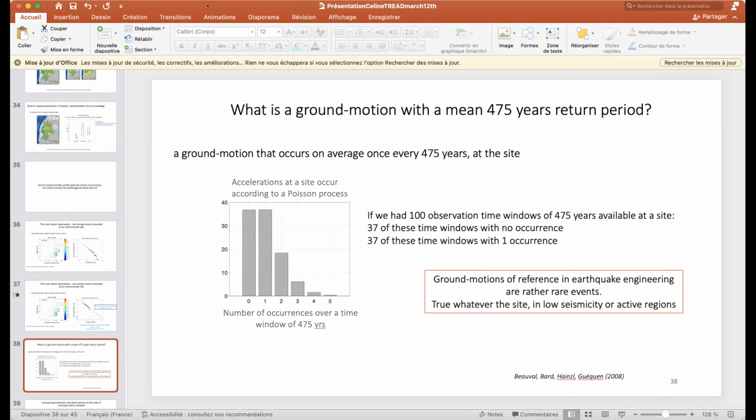So if at a site we had 100 observation time windows of 475 years, 37 of them wouldn't have seen any occurrence, and 37 of these time windows would have seen one occurrence. This is a way to say that ground motions of reference in earthquake engineering can be considered as rather rare events. And this is true whatever the site, in low seismicity or in active regions.